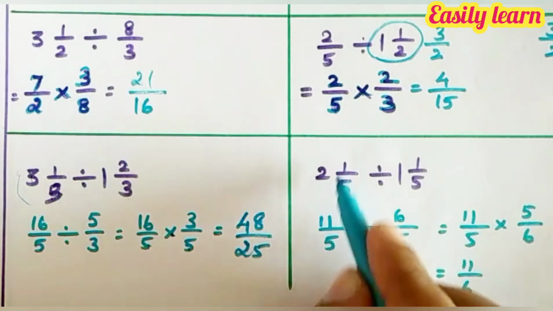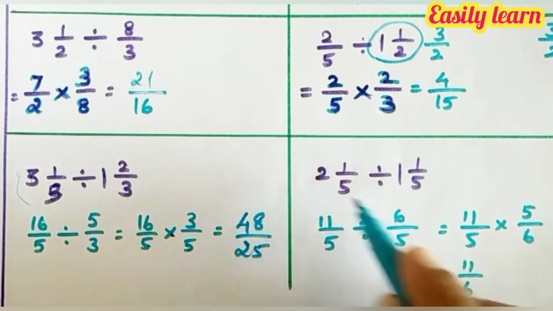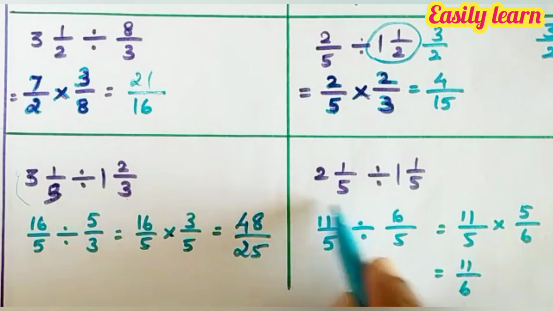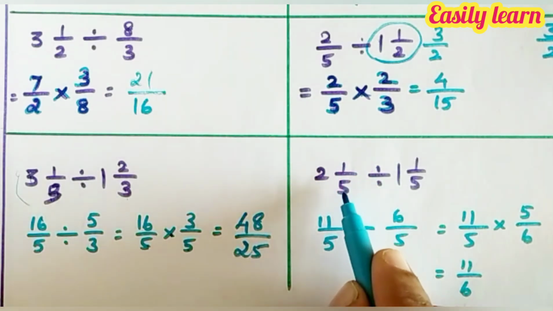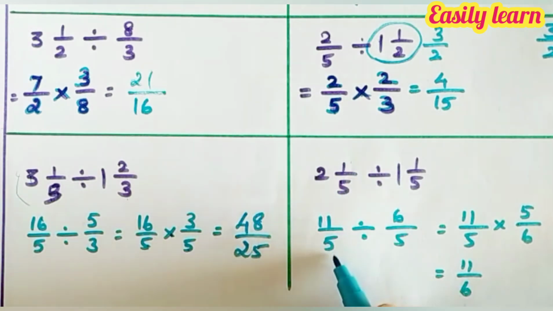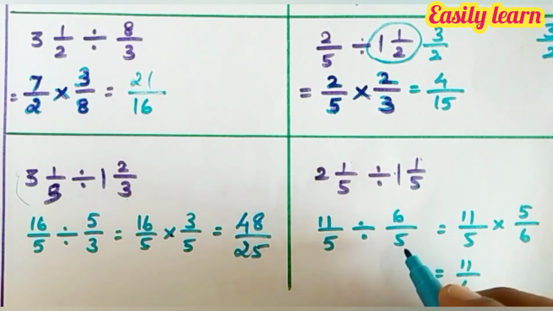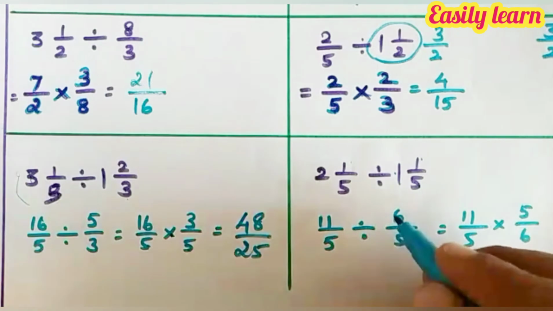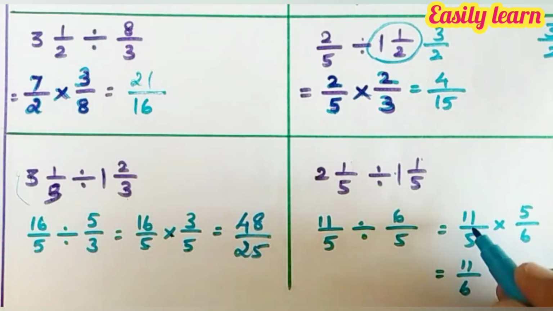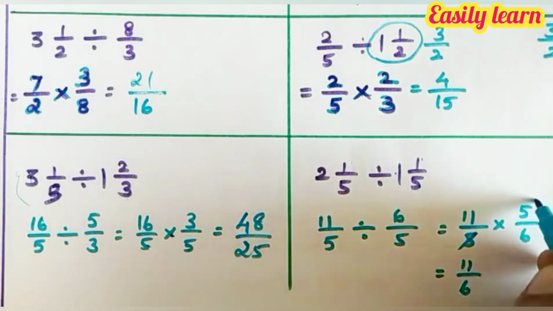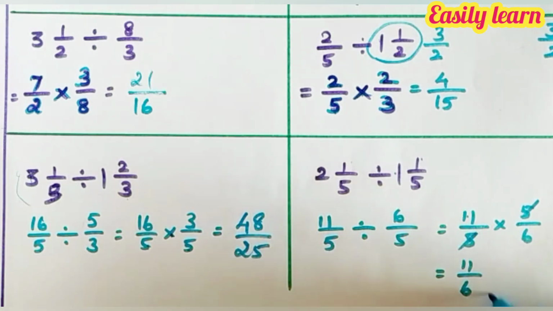And this one, 2 1 by 5 divided by 1 1 by 5. ரெண்டுமே mixed fraction, so convert one by one. So 2 1 by 5, this is 10, 10 plus 1, 11 by 5 divided by 5 plus 1, 6 by 5. So now you find the reciprocal and multiply. 11 by 5 into 5 by 6. So now we can cancel these two. So 11 by 6 is the answer.